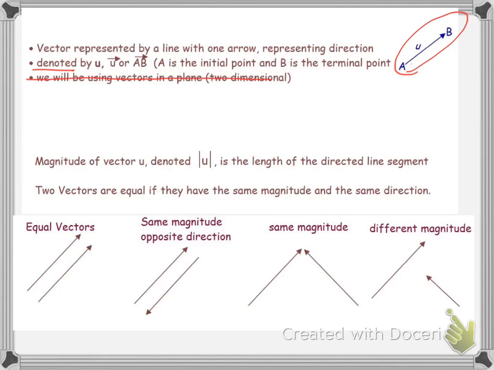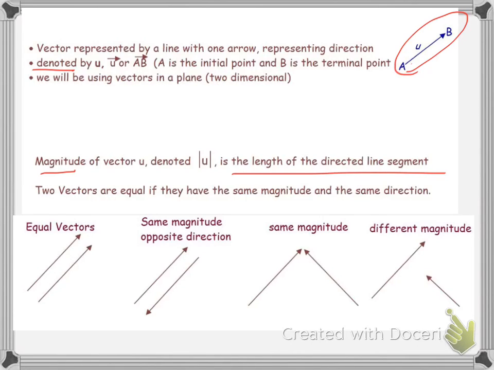You don't need to write this part. That's just me saying we're going to be using it in the plane. It's the two-dimensional plane that you're used to, the XY Cartesian plane. Okay, the magnitude of a vector u is denoted using absolute value bars. It is the length of the directed line segment, and that's important.